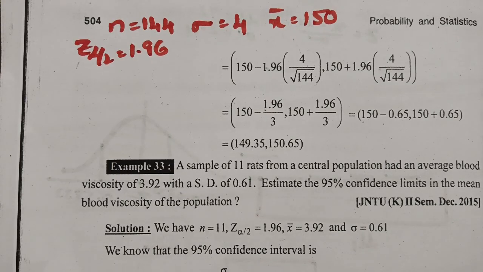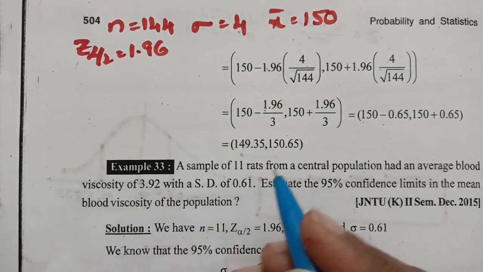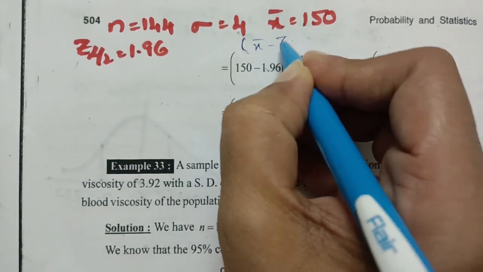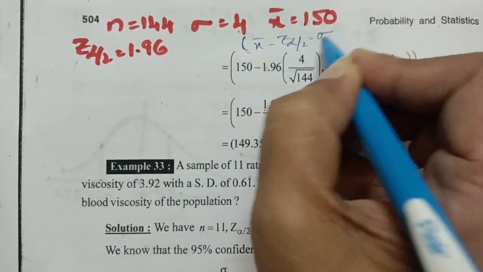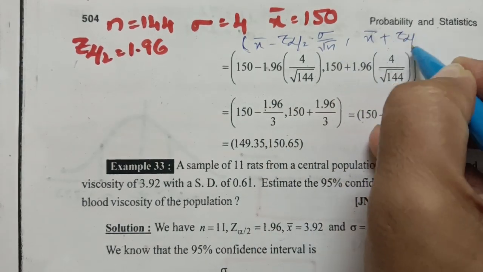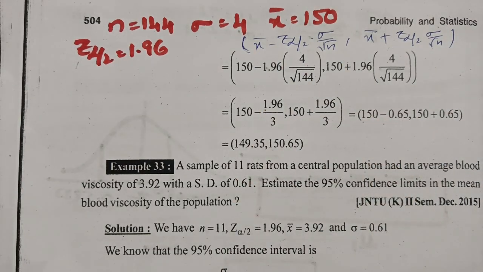As you can see, n is equal to 144, sigma is equal to 4, x bar is equal to 150, and z alpha by 2 is equal to this one. As you have an idea, the interval is x bar minus z alpha by 2 into sigma by root n, comma, x bar plus z alpha by 2 into sigma by root n. So these are the intervals here.